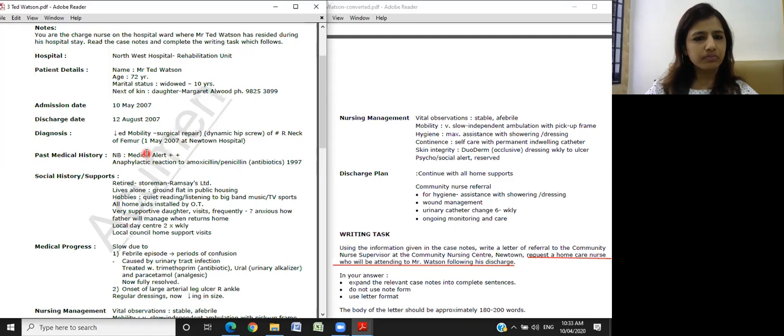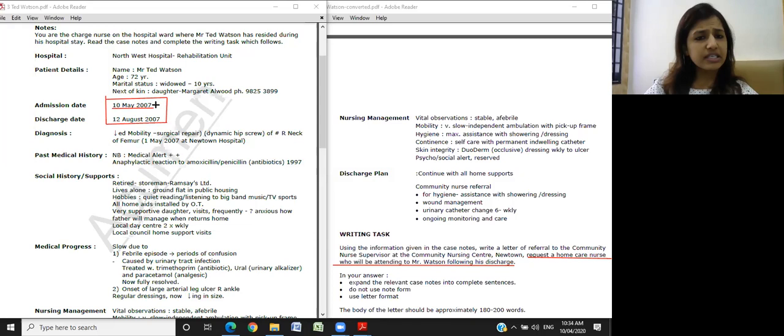Now, most of you, when you read the admission date and discharge date, you look at it just as two separate dates. You probably use the discharge date as the date on which you are writing the letter, and the admission date you think you need to mention in the introduction paragraph. But do not look at it as simply two separate dates. Look at the duration. May, June, July, and August. So almost 3 months' stay.